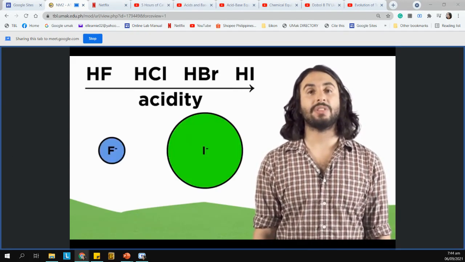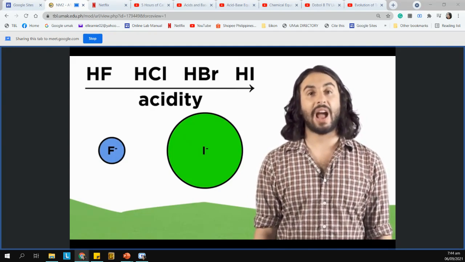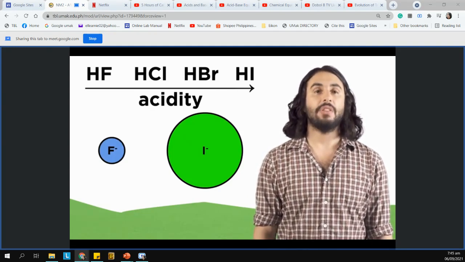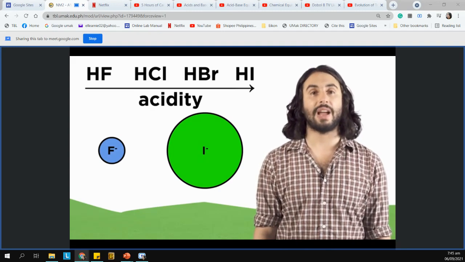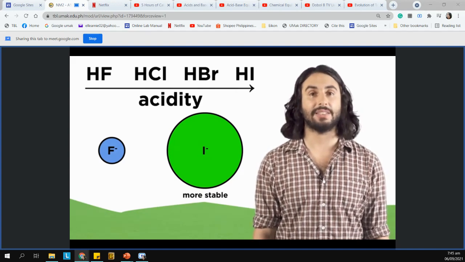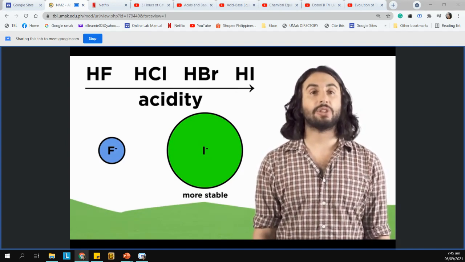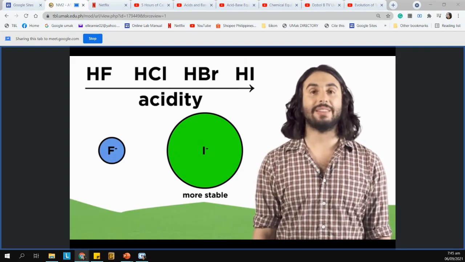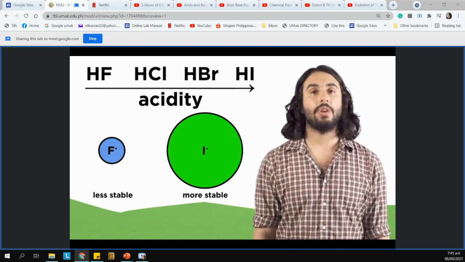This is because when the proton leaves, we are left with an iodide ion. This is much larger than a fluoride ion and therefore can diffuse the negative charge around a greater volume, thereby stabilizing itself. Fluoride is much smaller with a very localized charge and is therefore less stable. So hydrofluoric acid is a much weaker acid than hydroiodic.